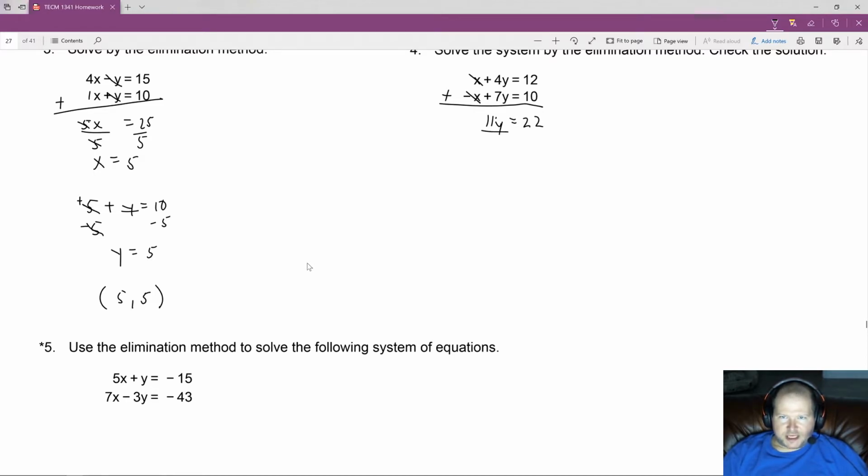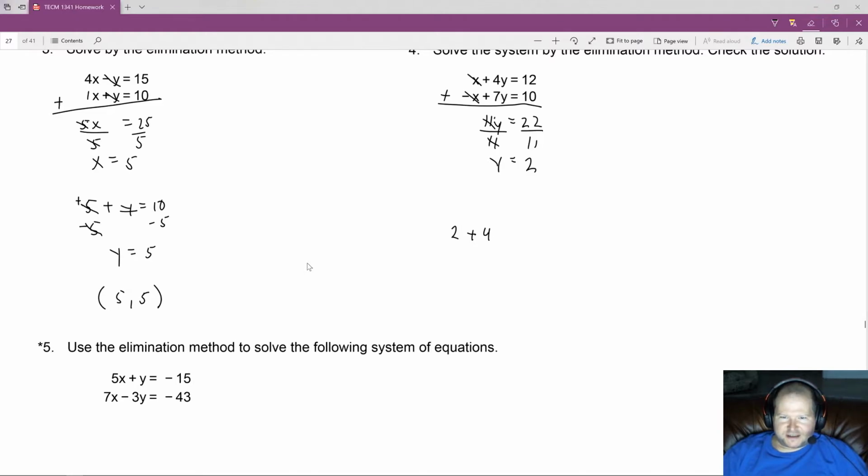We undo the multiplication of y by 11 by dividing by 11, and whatever we do to one side, we do to the other. It gives me y is equal to 2. We go back and we plug it into one of the original equations. I'll just do this first one just because why not? Make sure you plug it in the right place.